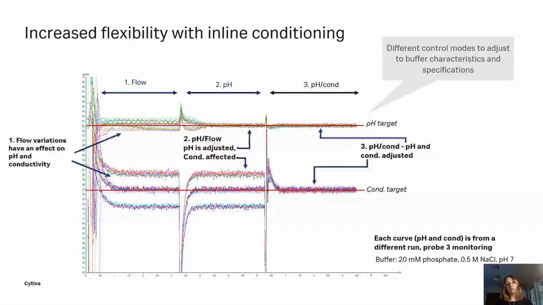If we then add pH feedback, you see that there's a nice pH adjustment to reach the pH target for all the different curves, regardless of the incoming stock solutions, but the conductivity is still scattered. And then in the last part, we add the conductivity feedback, and here again, we reach the conductivity target for all the different curves. So it's really highlighting how the system can ensure good quality buffers regardless of the incoming stock solutions.